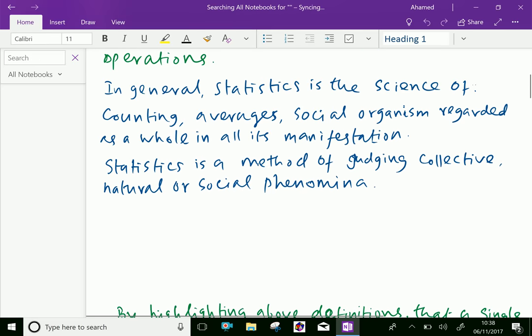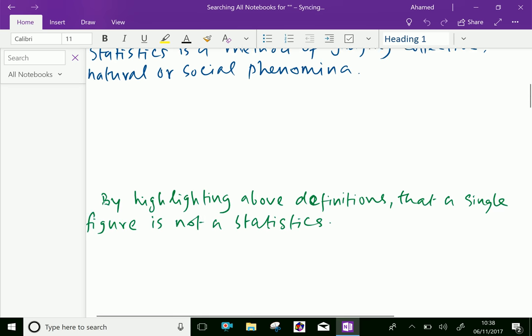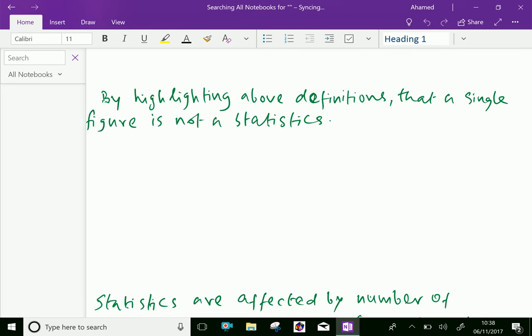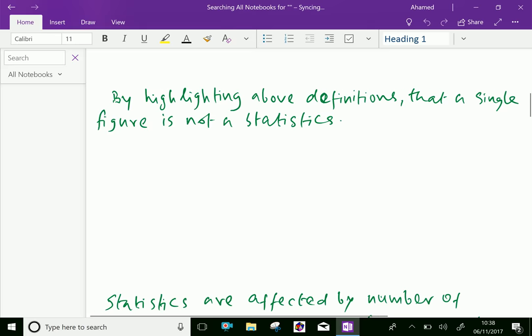In general, statistics is the science of counting averages, of the social organism regarded as a whole in all its manifestations. Statistics is a method of judging collective, natural, or social phenomena. Highlighting the above definitions, a single figure is not a statistic.